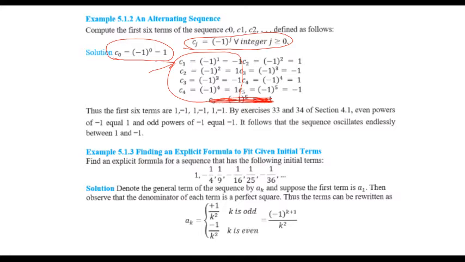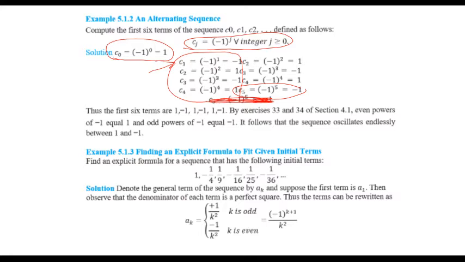However, C4 is -1 to power 4, which is 1, because if you multiply -1 4 times by itself, it becomes positive. So C4 is positive, and C5 is, as you see here, C5 is -1 to power 5, which is -1. Again, it becomes negative.